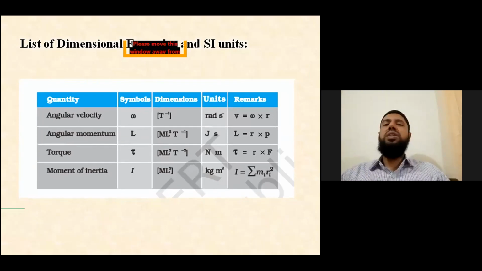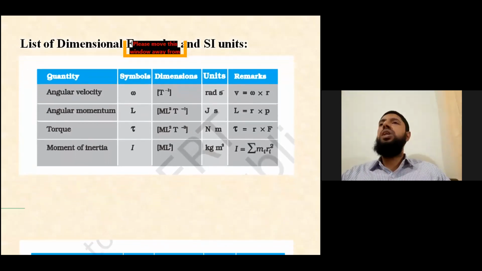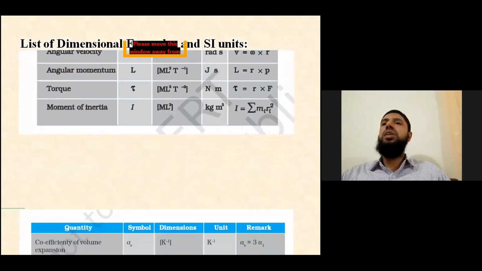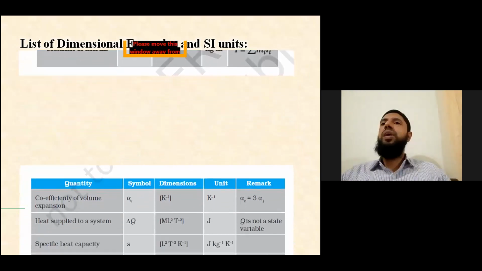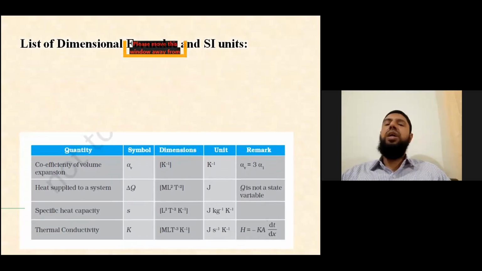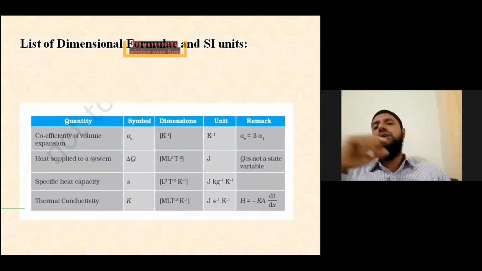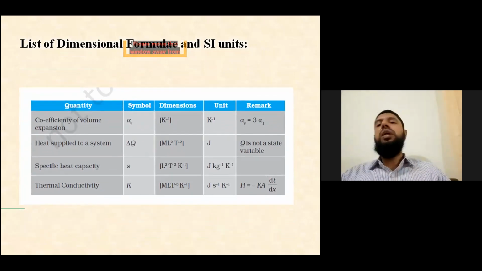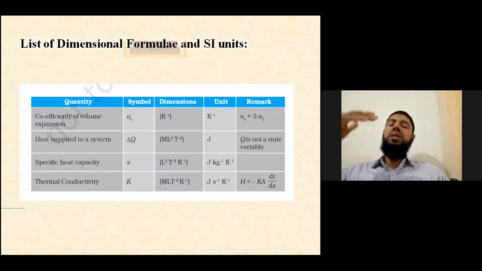I have taken this from about 2 chapters. This is from rotational motion, and one more from thermodynamics. I have taken a tabular column from thermodynamics. Using these, make a list.